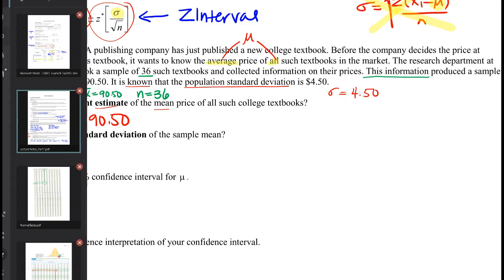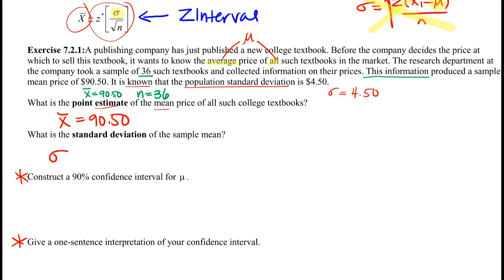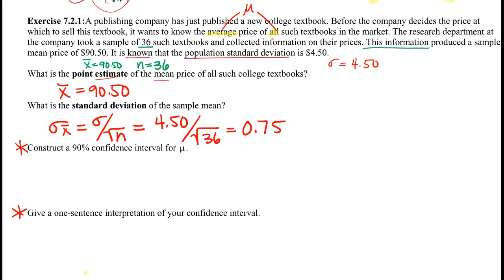So we can go ahead, we know the standard deviation, sigma of our sample mean is the real population standard deviation divided by the square root of our sample size. So 4.50 divided by the square root of 36, which I believe is 0.75. I'm going to be lazy and assume that's right. Okay, so the next two are the real questions, the ones you're going to see on the test.